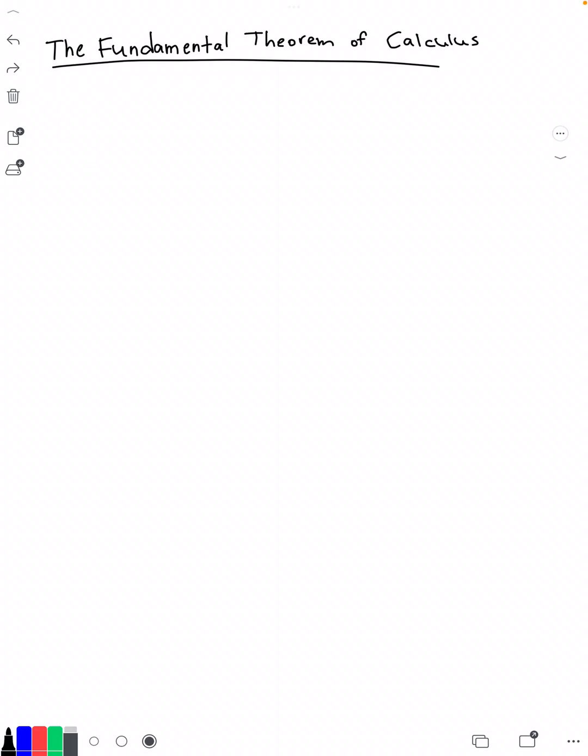Hello. Today we're going to talk about the Fundamental Theorem of Calculus. So, in the Fundamental Theorem of Calculus, we're going to anti-differentiate and then we're going to plug the two numbers that we have into the function. So, let's see an example and hopefully it will make more sense.